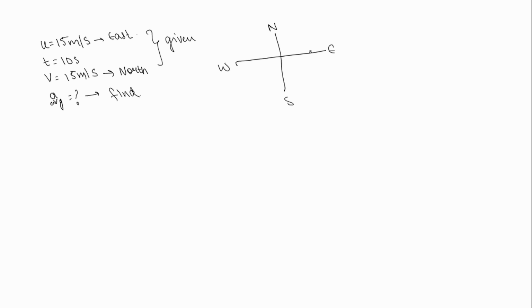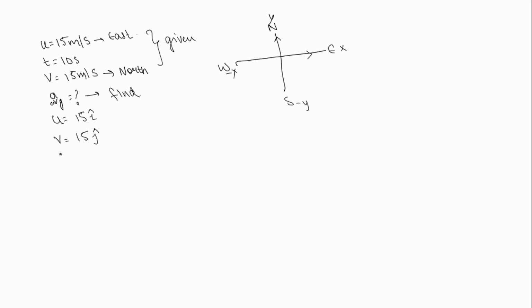Moving with 15 meter per second in east direction, it changes the direction of its velocity to north direction. So initial velocity is 15 meter per second, and this is positive x-axis, this is positive y-axis, this is negative x-axis, and this is negative y-axis. So initial velocity is along the positive x-axis. So initial velocity is 15 i cap and final velocity is in positive y-axis. So final velocity is 15 j cap.